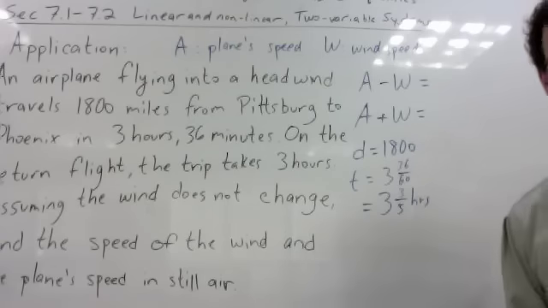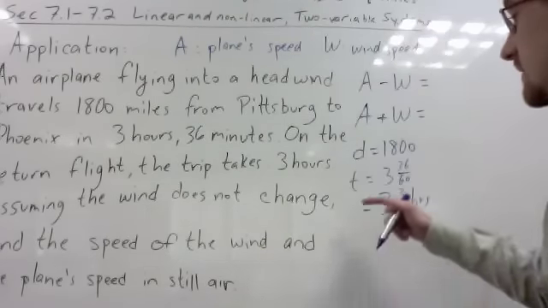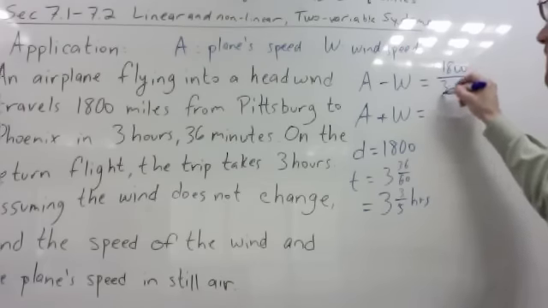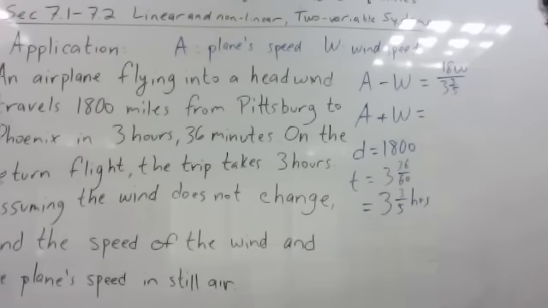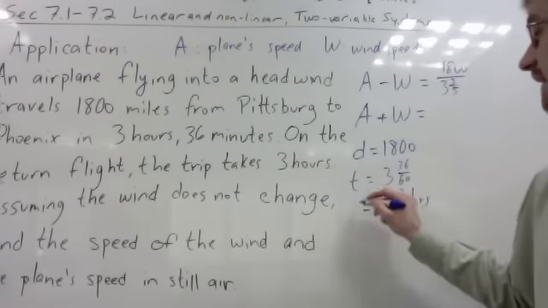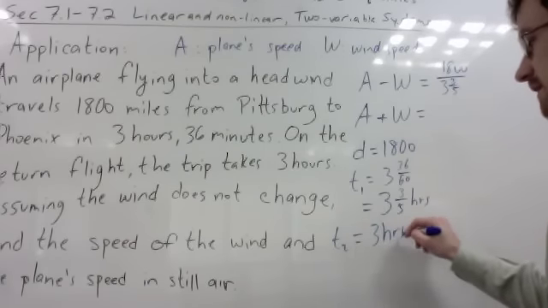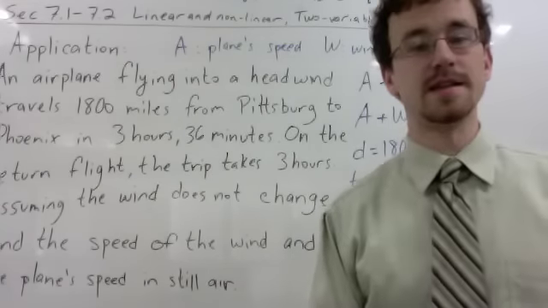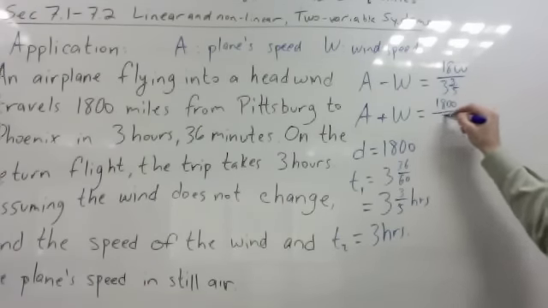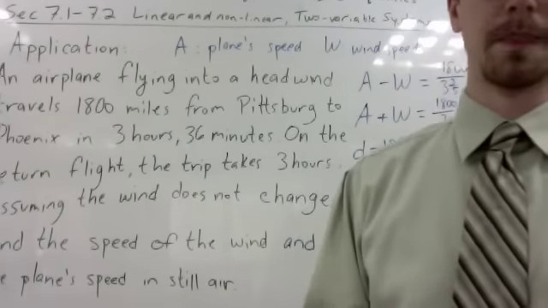So, on the way there, remember, distance is equal to rate times time. So our speed on the way there is just the distance divided by time. It's 1800 over 3 3/5. And on the way back, our time is just 3 hours. So on the way back, our speed is 1800 divided by 3, which is, of course, just 600 miles per hour.